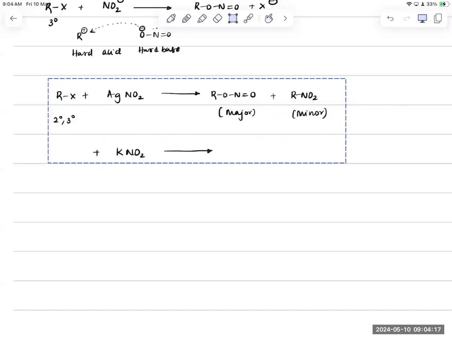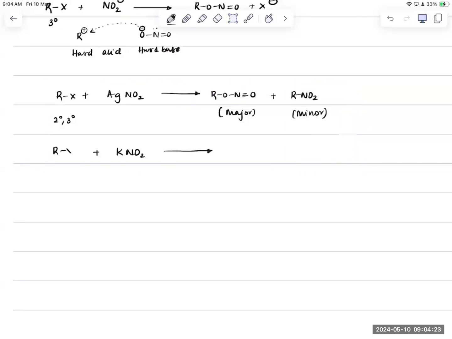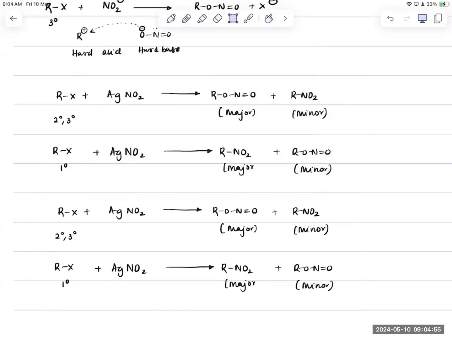Let me rewrite this once again. RX has 1 degree here. We write this as 1 degree. AgNO2 here. In that case, in case of 1 degree, definitely RNO2 will be major plus R-O-N double bond O will be minor, right? Now, same thing can be repeated again with KNO2.